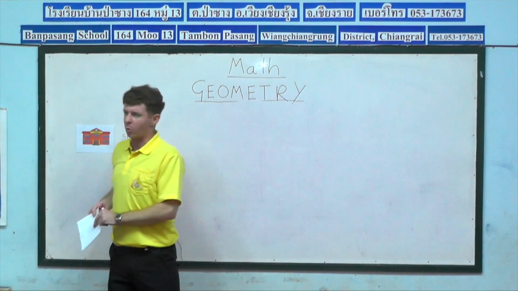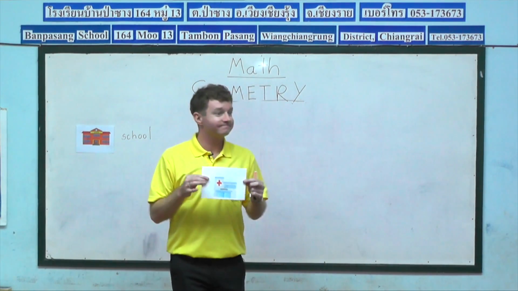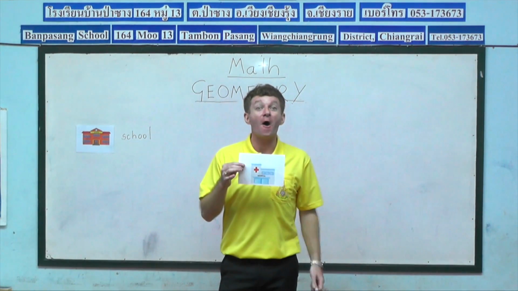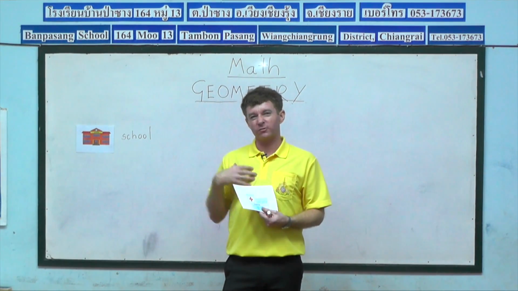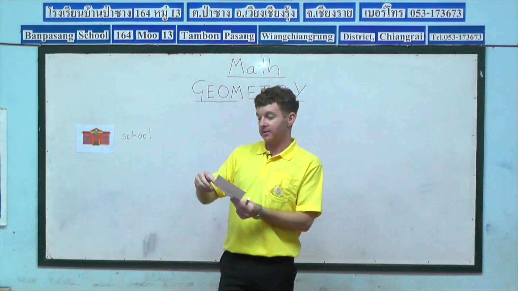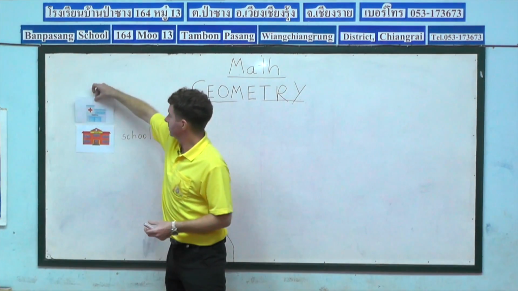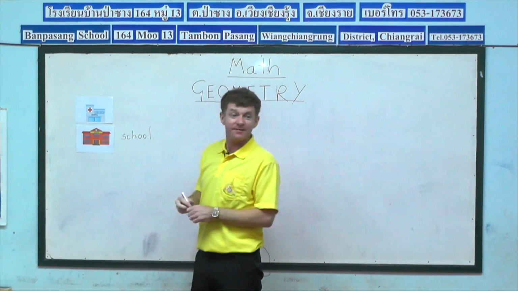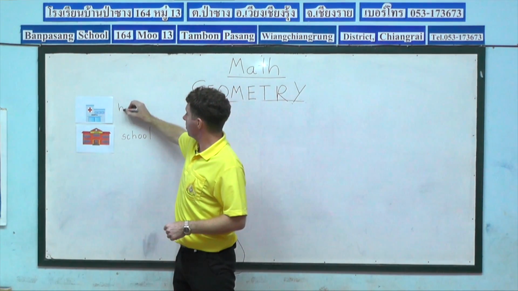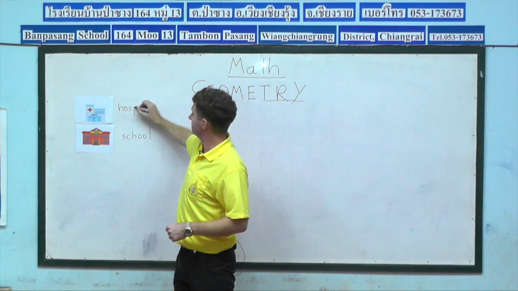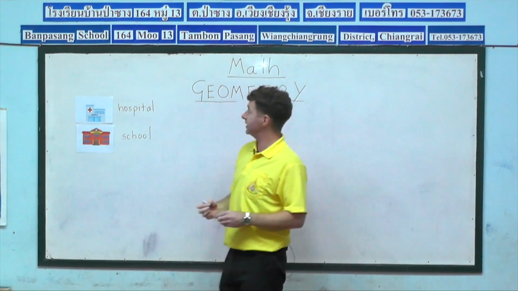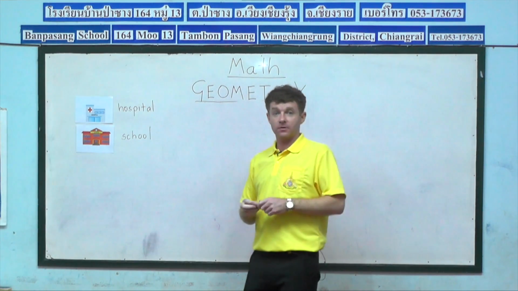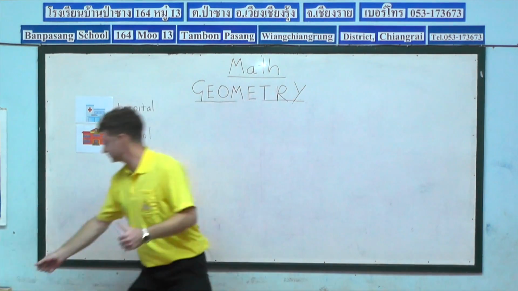This is a place we don't want to go. Well guessed. Hospital. We only go here when we're sick, or if someone we care about is sick, and we go to visit them. So how do we spell hospital, guys? H-O-S-P-I-T-A-L. Excellent. So now for our next place.